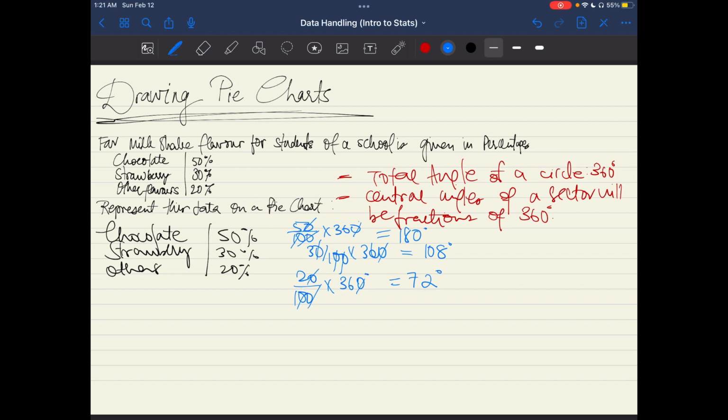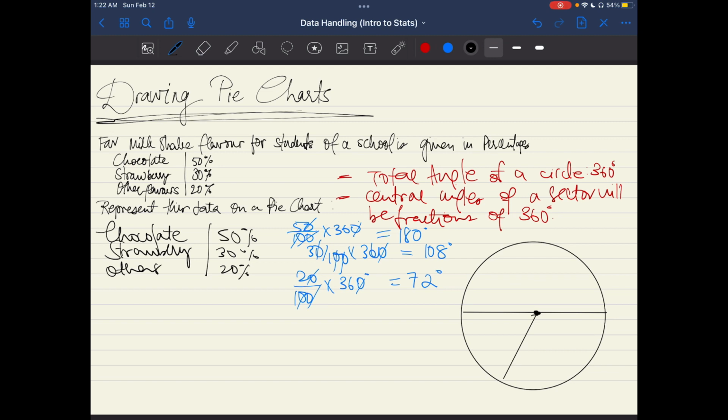72 degrees. So now if we were to construct this pie chart, it would look something like this, where we know 360 is the total internal angle of a circle, but now 50% of that is chocolate. So this is for chocolate, and now we have strawberry 30%, which is a 108-degree angle for strawberry, and then a 72-degree angle for other flavors.